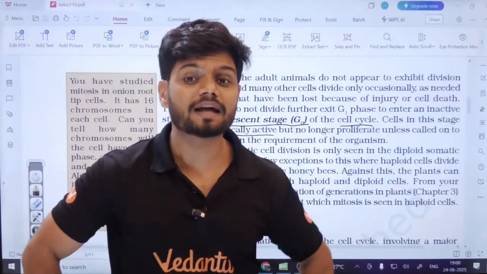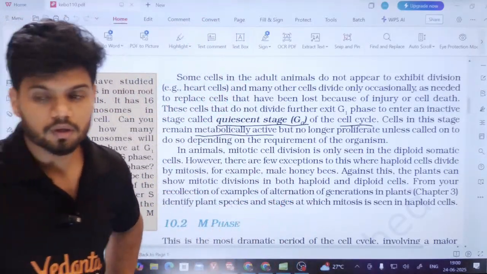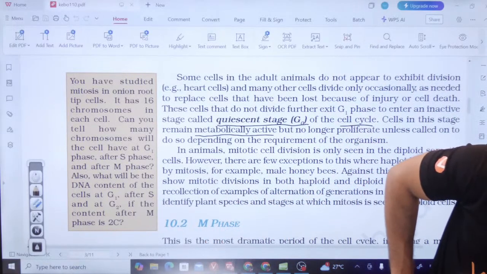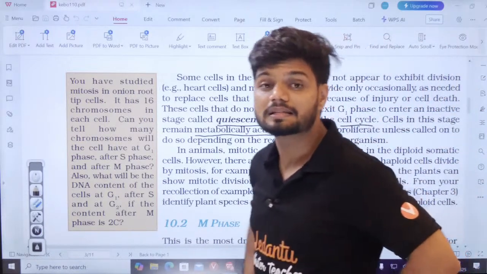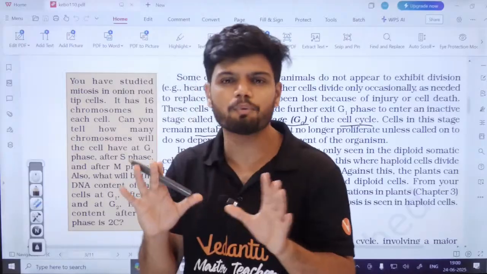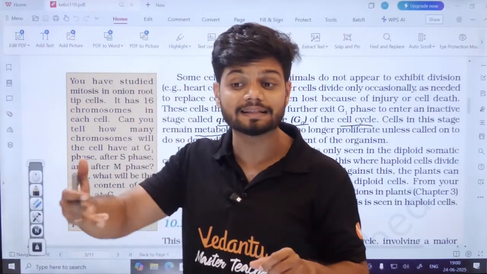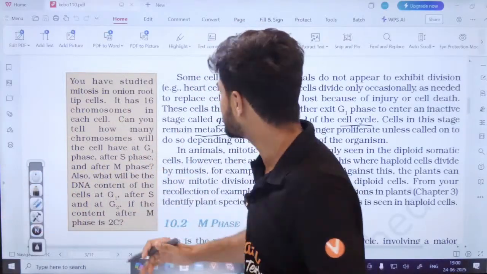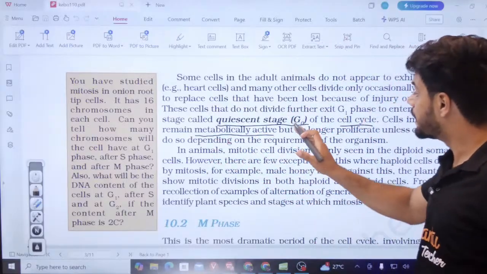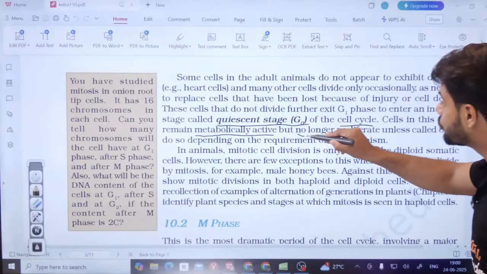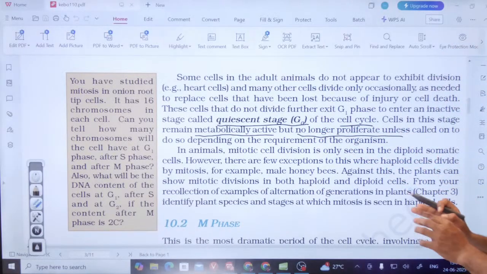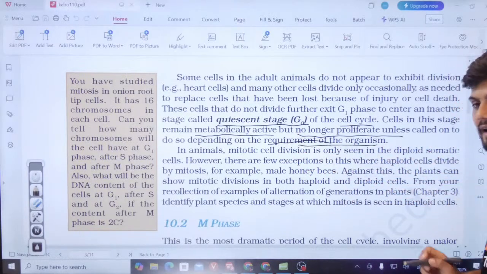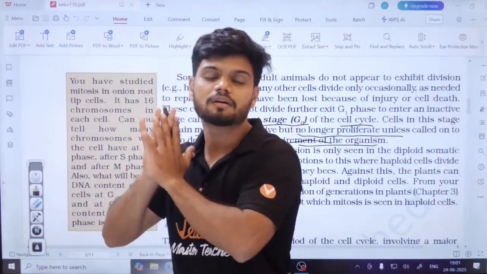Are they metabolically active or inactive, students? In the chat, all of you. They are metabolically still active. That is a very important line, as many students think that just because they're entering G0, they're becoming inactive. They're not dividing, that's all, but they're metabolically active. So they're metabolically active but no longer proliferate. That is, they no longer divide unless called upon to do so on the requirement of the organism. Based on the requirement of the organism, they will divide, or else they will remain in quiescent stage.